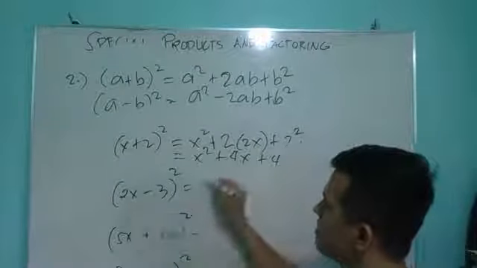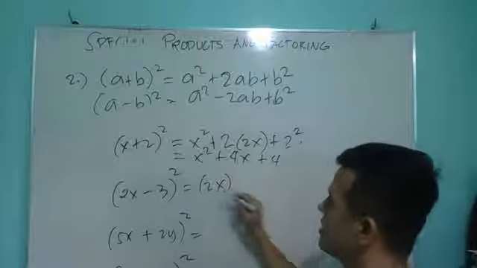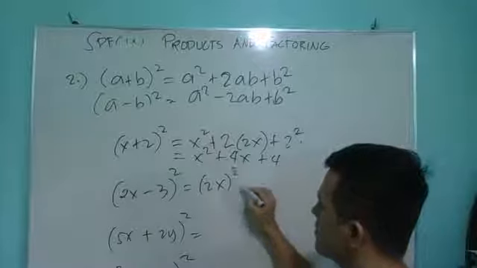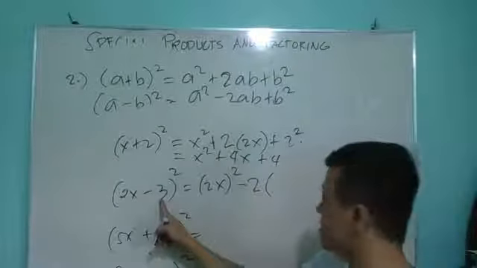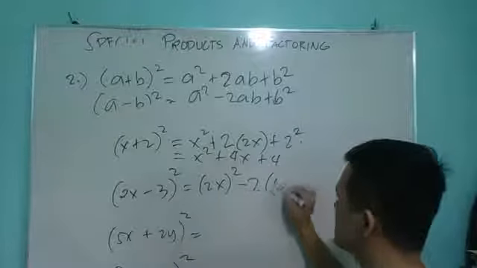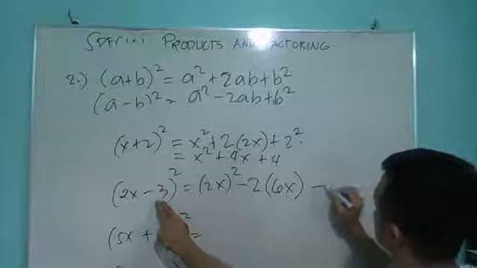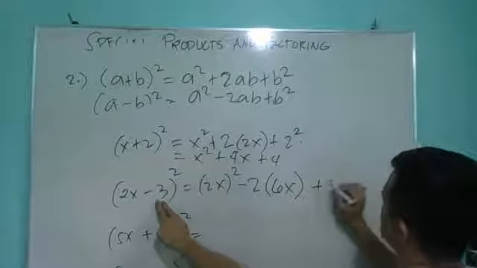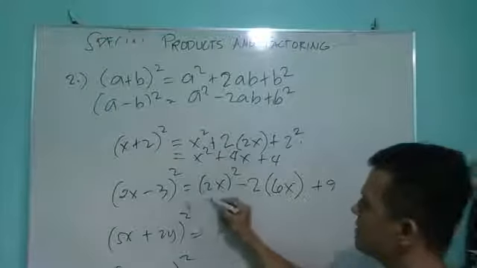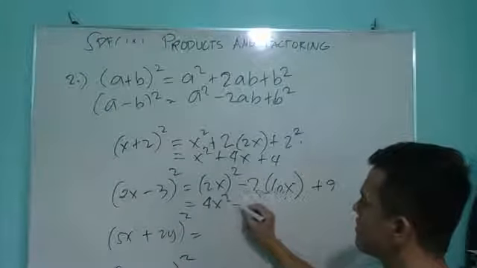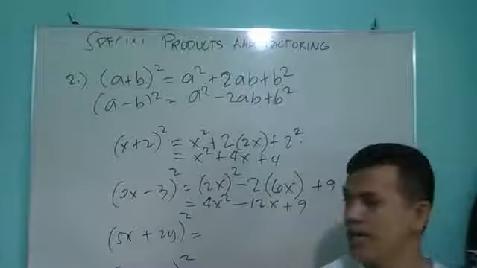In this case, we have 2x. Using the second rule, (2x) squared and then minus 2 times ab. Multiply that, 2x times negative 3, that is 6x, right? And then square the last, which is negative 3 squared, so we have plus 9. Negative 3 times negative 3 is plus 9. So we have here 4x squared minus 12x plus 9. That's it. Okay? There you go.